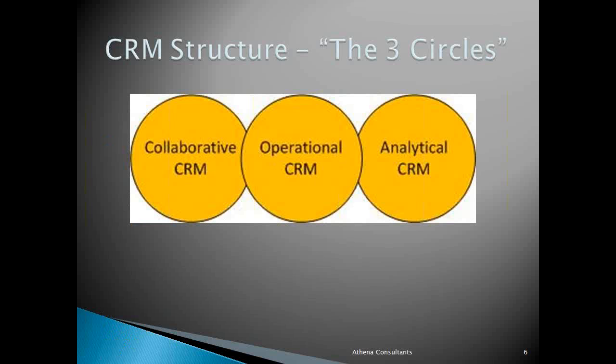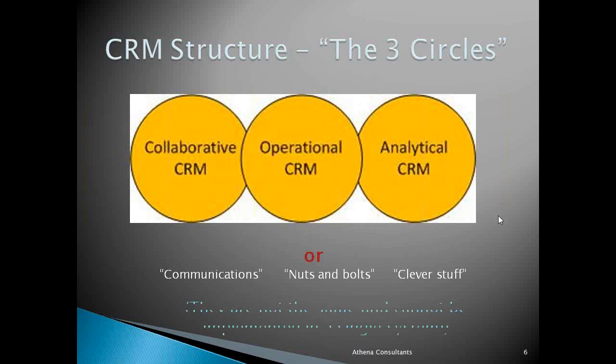CRM consists of, at the very highest level of abstraction, these three things: collaborative CRM, operational CRM, and analytical CRM, and they're not the same thing. Fundamentally, collaborative CRM is all about the actual communications, the process of communications. Operational is your back-end database, to put it in a nutshell. And analytical CRM is what I call the clever stuff. And they are not the same.